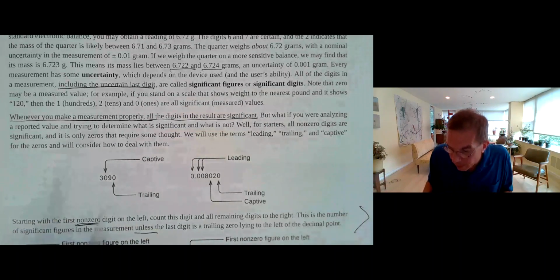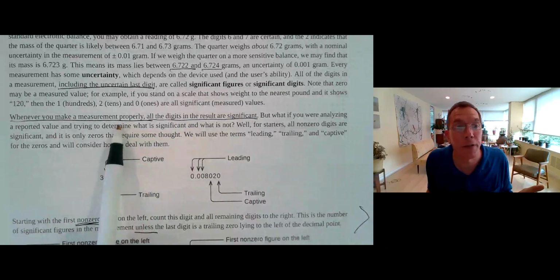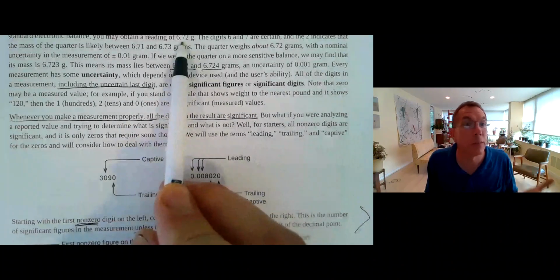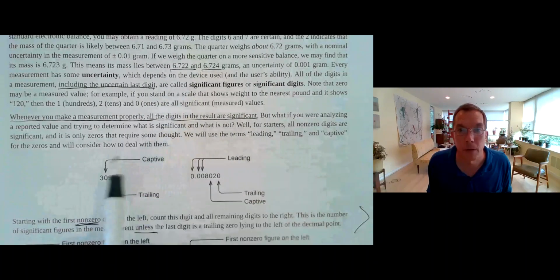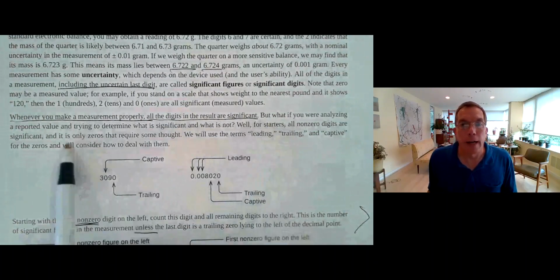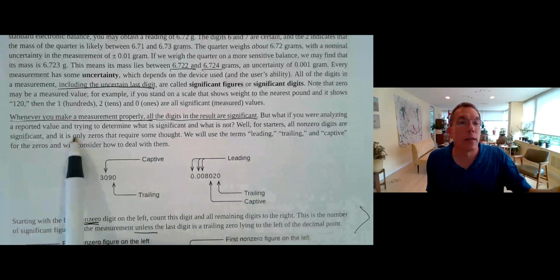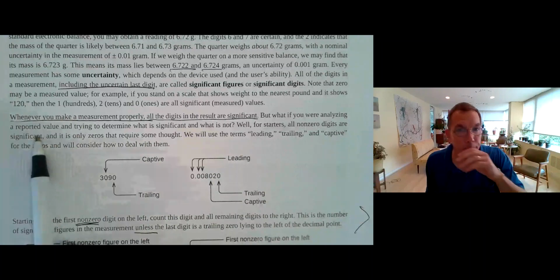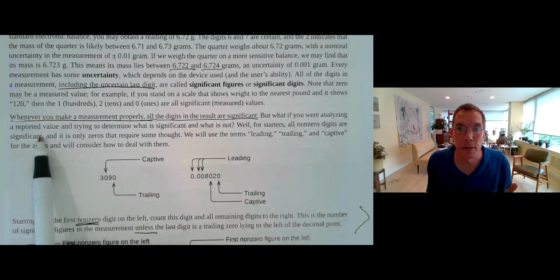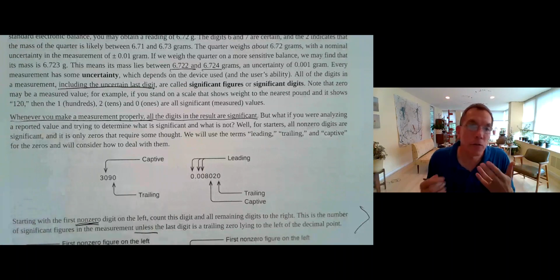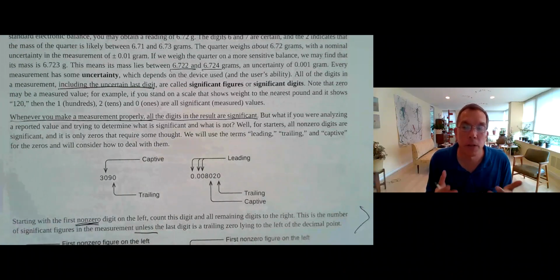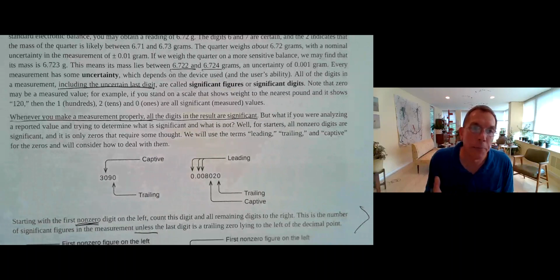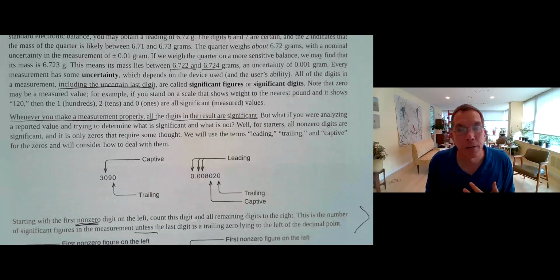Right? But then they say whenever we make a measurement, all of the numbers are significant. So in this case, that 6.72 is a measurement. All 3 are significant. Okay. But what if you were analyzing a reported value, meaning somebody walked up to you on the street and said, here's a number? That's what they mean by a reported value. Now, you might not have caught that the first time. Ask yourself, did you? Did you understand what they meant by a reported value? Okay. And if not, you're just learning that in the textbook, there's some of these words that are kind of coded or need to be analyzed and understood.